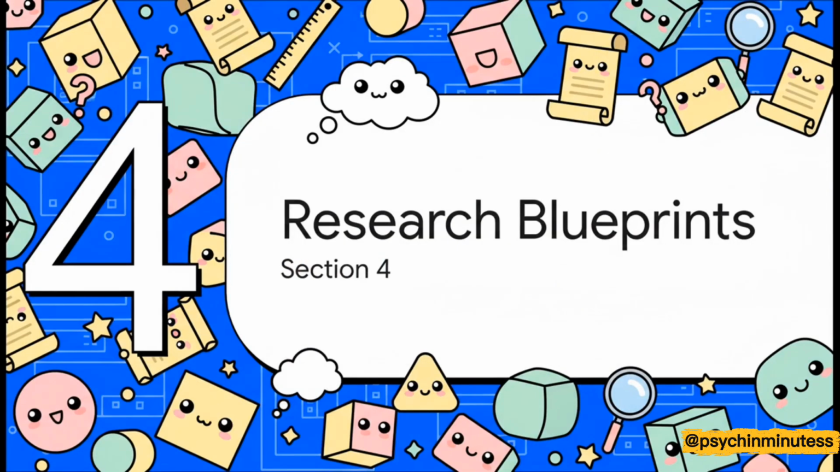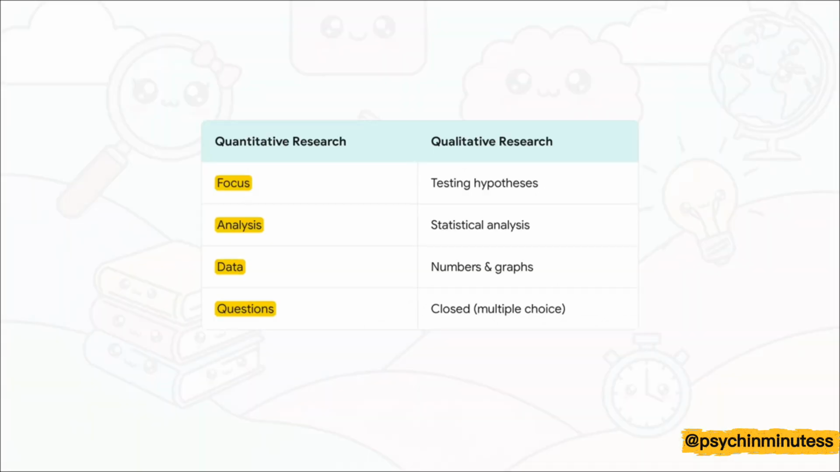All right, so we've got our building blocks down, we understand variables, so now let's look at a few of the key blueprints you can actually use. Now, big picture, research designs usually fall into two main camps. On one side, you have quantitative research. This is all about the numbers, graphs, and statistical analysis. It's for testing a specific hypothesis. On the other side is qualitative research. This is more about generating ideas, using things like interviews and observations to understand the why behind the numbers.